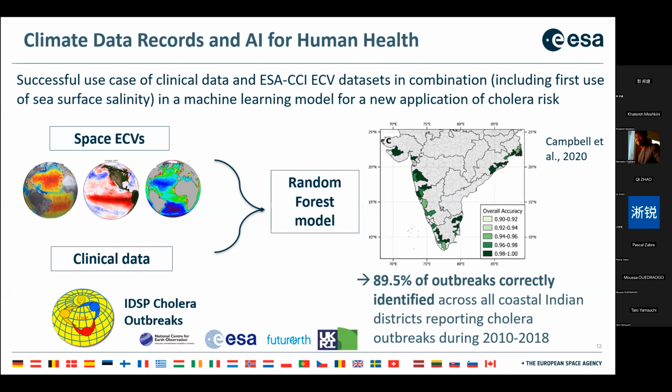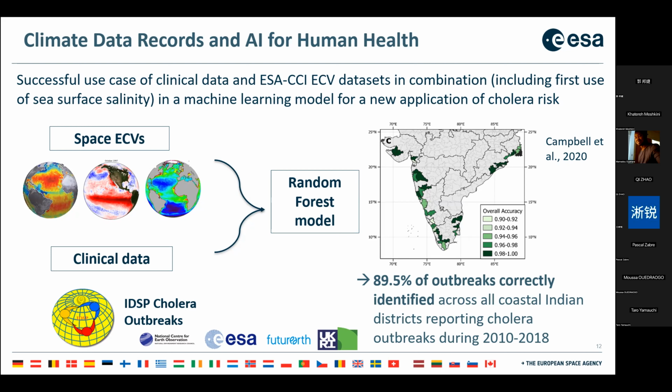Her algorithm was trained on disease outbreaks reported in coastal districts in India between 2010 and 2018, and was able to learn the relationship with 6 satellite-based climate records we have developed. If I remember correctly: sea surface temperature and salinity, sea level, ocean color, surface soil moisture, and land surface temperature.